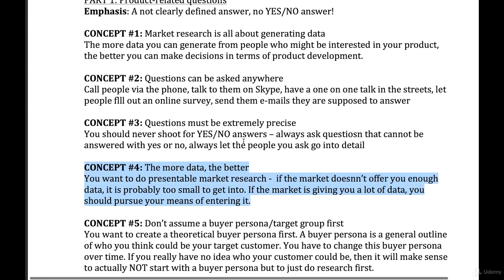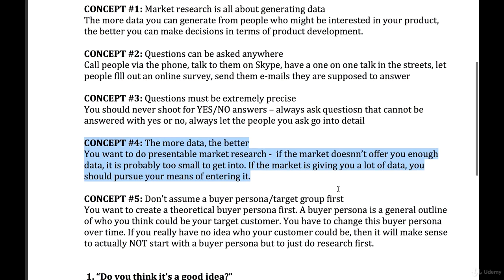Market research is all about generating data, but this is another emphasis that I wanted to talk with you about. If market research or the market doesn't offer you enough data, it is probably too small to get into. If the market is giving you a lot of data, you should pursue your means of entering it. For instance, if you have very few customers, then you should already think, is perhaps this market too small?